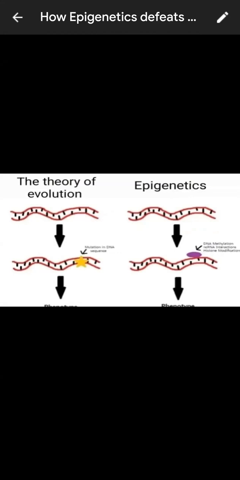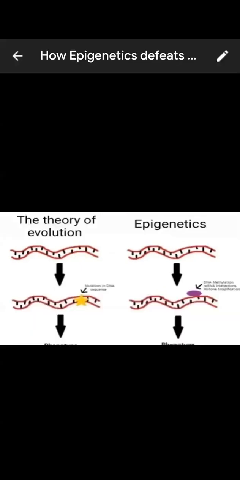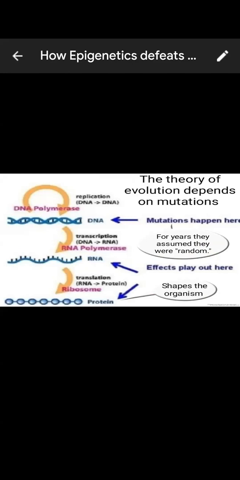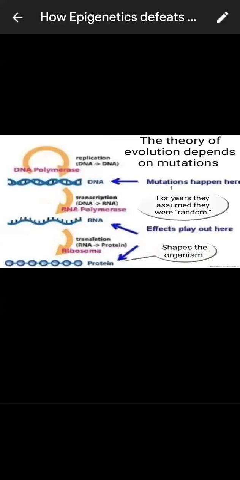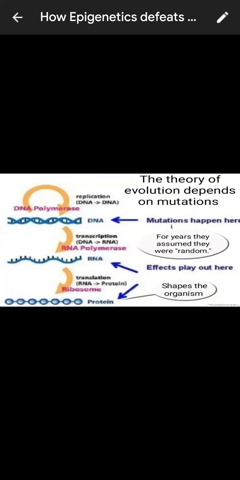On the right-hand side, epigenetics, however, places a tag on top of the DNA, top meaning above, or epi. Epigenetics also changes the way the organism turns out. In an expanded view of the theory of evolution, on the top right, the theory of evolution depends on mutations, random mutations specifically. And for years, they assumed they were random.